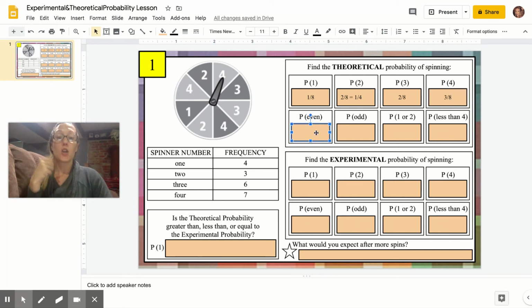Okay. Now I'm thinking, what's the probability of an even number? So how many spaces have an even number over how many spaces total?